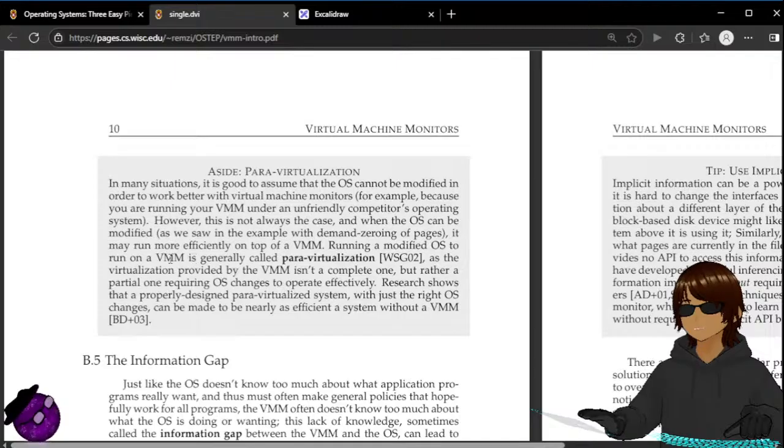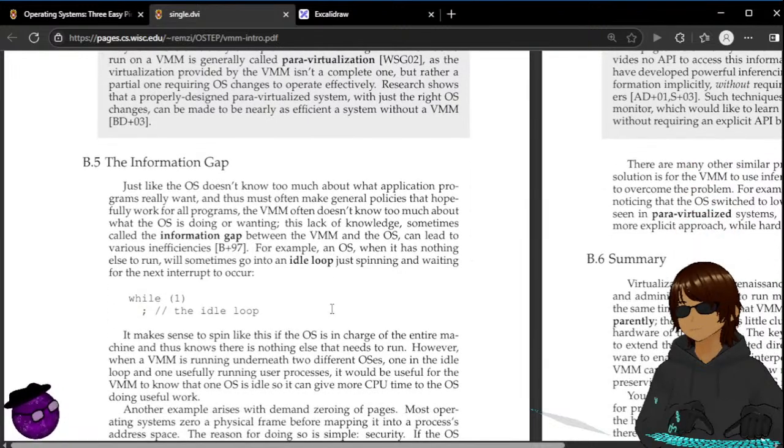Modifying an OS to run on a VMM is generally called paravirtualization, as the virtualization provided by the VMM isn't a complete one, but rather a partial one requiring OS changes to operate effectively. Research shows that a properly designed paravirtualized system with just the right OS changes can be made to be nearly as efficient as a system without a VMM.